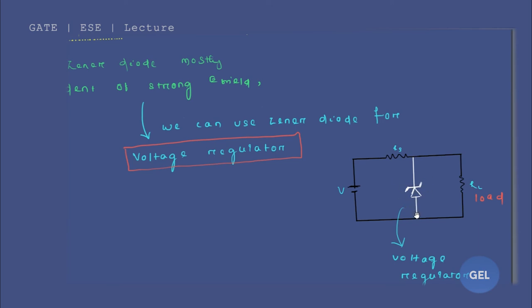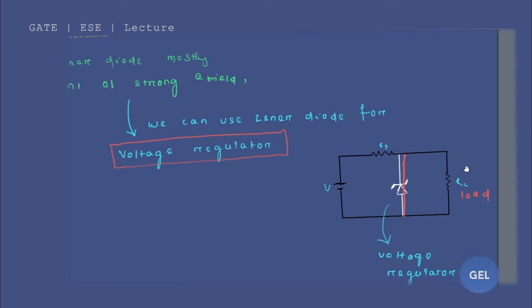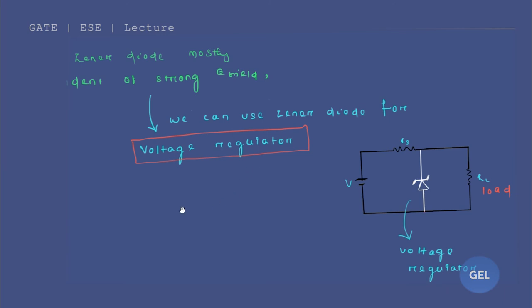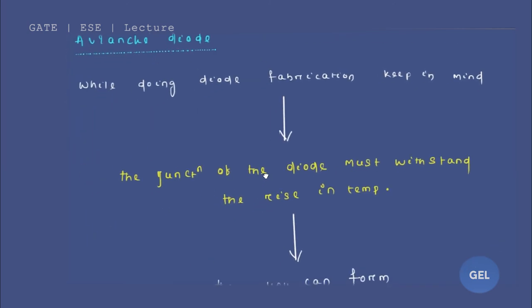So the breakdown happens, it shorts, and all the current flows through it, and your load will be protected. You understood this point? That is why we call the Zener diode also a voltage regulator. You understand this point? Now the last point, listen to this carefully.